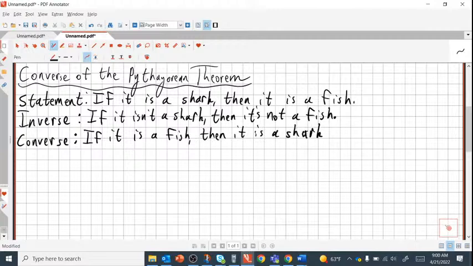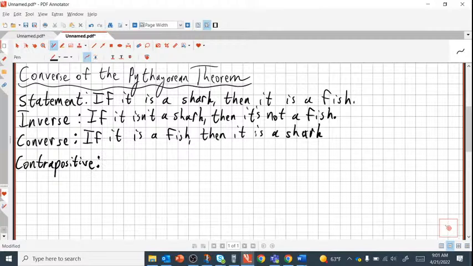Is that true or is that false? Thumbs up, true. Thumbs down, false. Yeah, it's false for the same reason, right? There are examples of things that are fish that are not sharks. For example, catfish, blobfish, Nemo again. Now, here's an interesting one. The contrapositive.